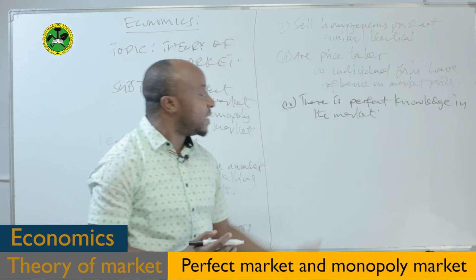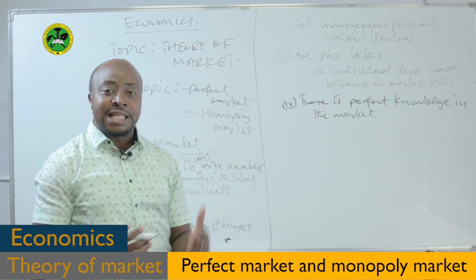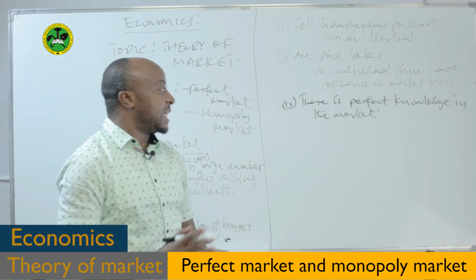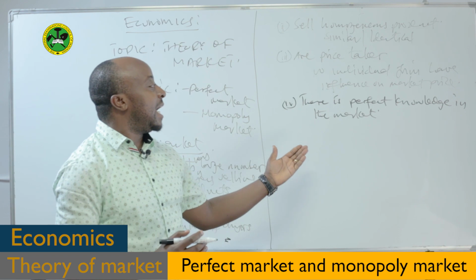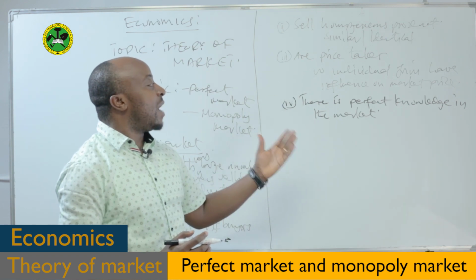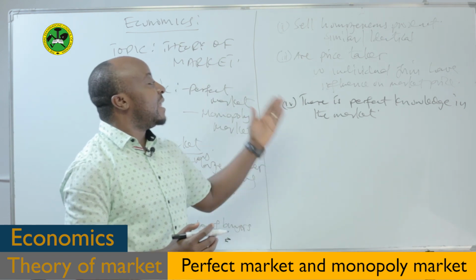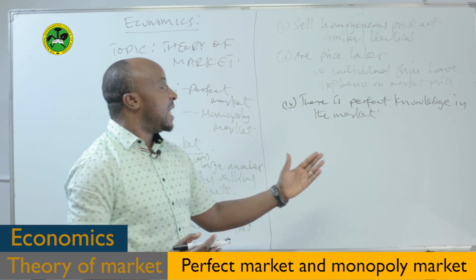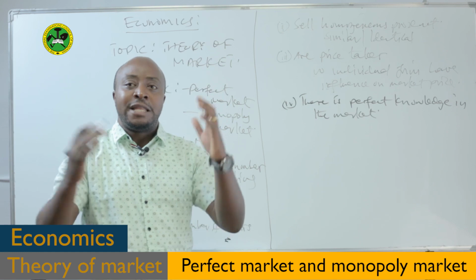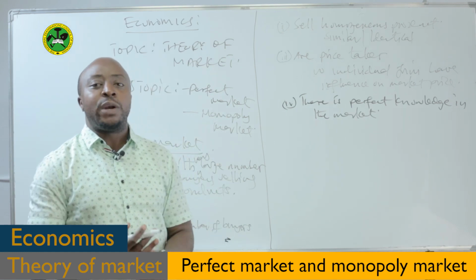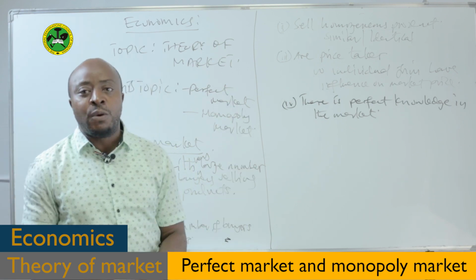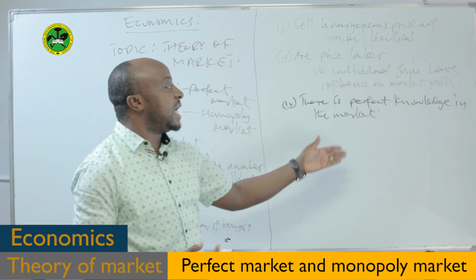So it means the two sides, the buyers and the sellers, all have complete information about the market conditions. So it is not easy for any side to have asymmetrical information. They have symmetrical information, meaning that there is perfect knowledge. They have all information about the market conditions. They know what is going on. They know the price. They know the quality of the product. They know the amount brought to the market. So there is perfect knowledge in the market.